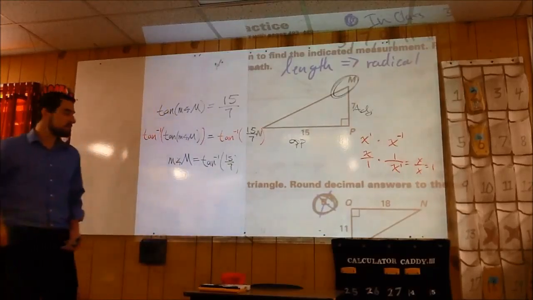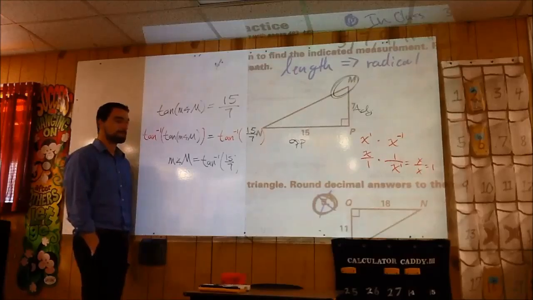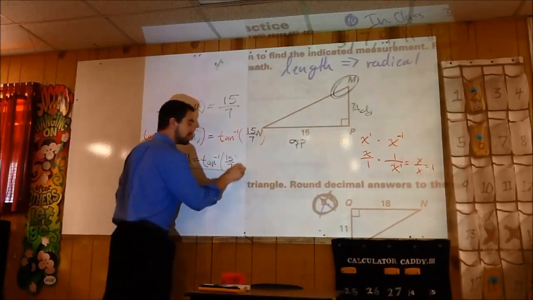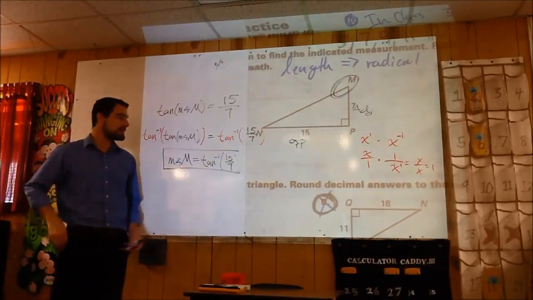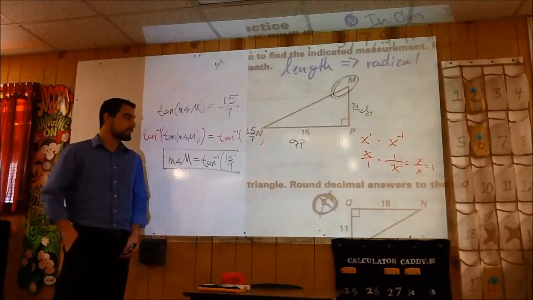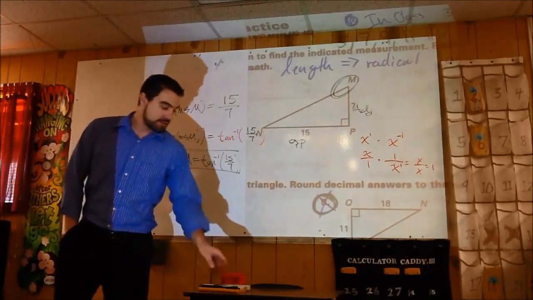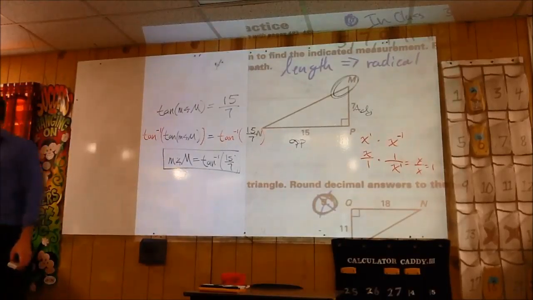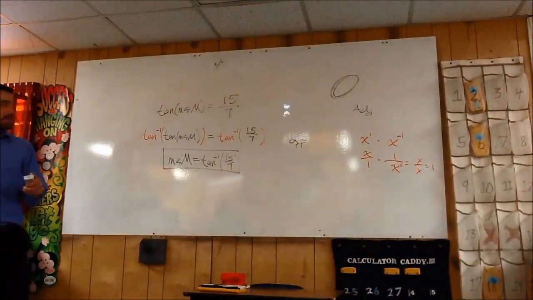I have the inverse tangent of my ratio. This is my exact answer. The measure of angle M is exactly the inverse tangent of 15 divided by 7. Now, let's take a gander at our calculators and see how our calculators play into this.